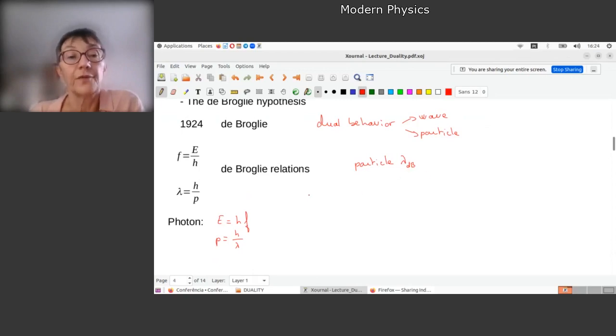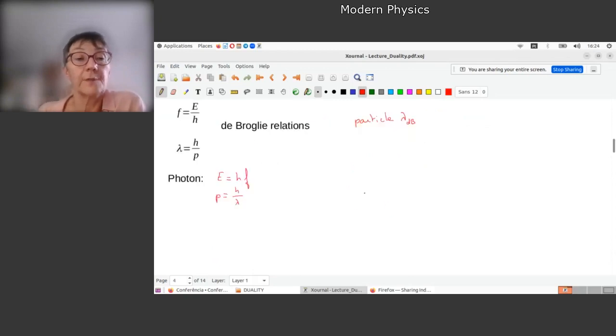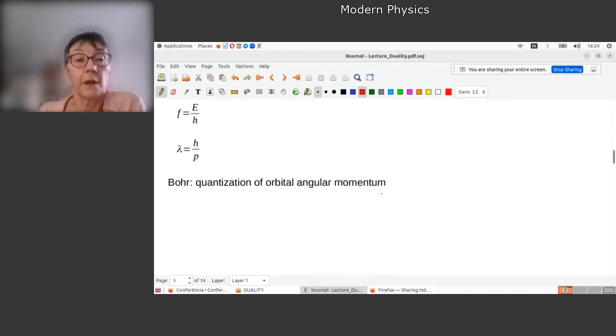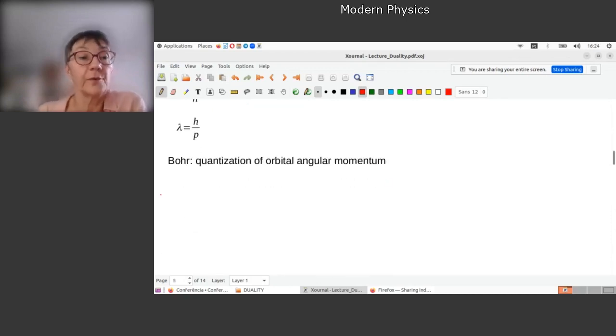This was very coherent with the theories existing at the time. The only problem is that people found it very interesting, but there was no necessity for these relations. There was no phenomenon seeking an explanation, an interpretation through these relations.